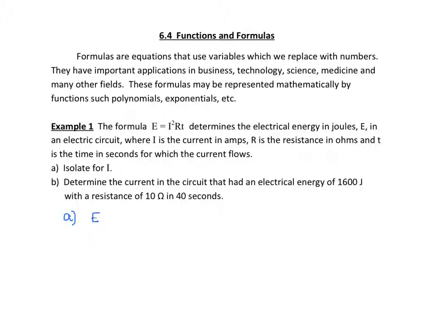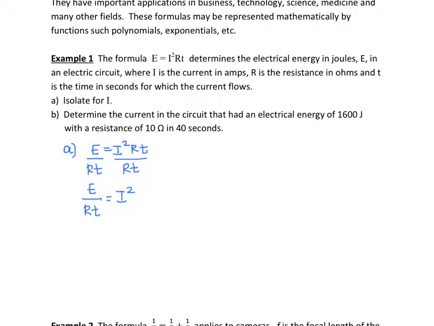And so it would be helpful if we could have this formula written in terms of I and not E. So right now, the formula is E equals I squared RT. If I want to isolate the I in this equation, then I will start by dividing both sides by RT. So now I know that E over RT is equal to I squared. So then to get I by itself, I would need to take the square root of E over RT.